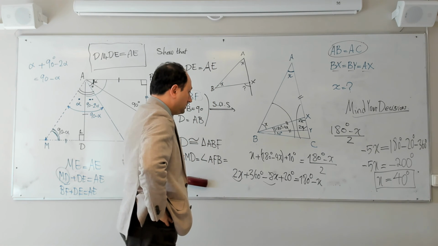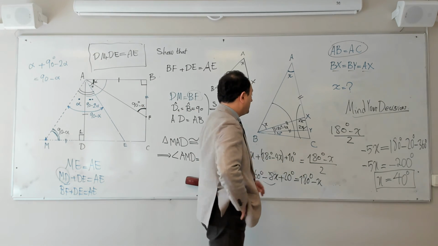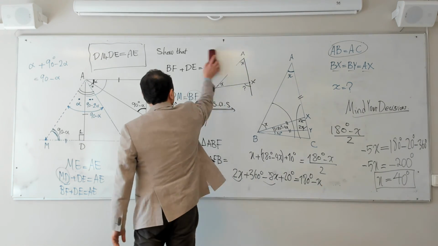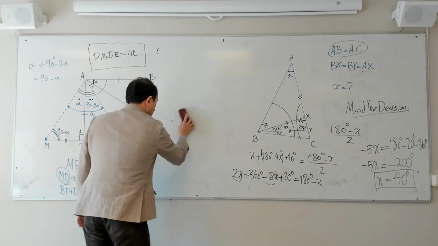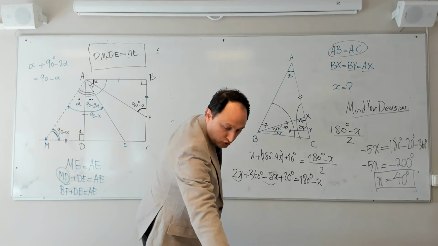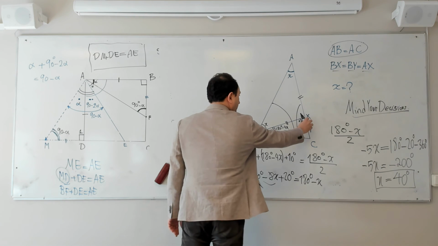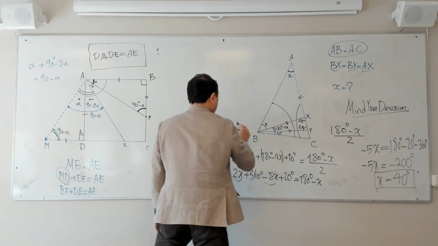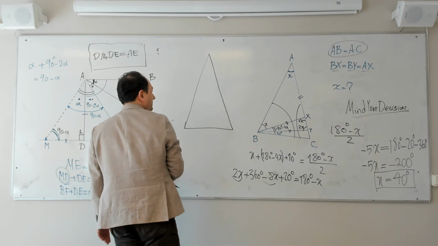Just one question. How did you get 180 degrees minus x divided by 2? Yes, let me explain this again. So let me clean this. So this is the skill that you need to improve. So forget about what is inside. If you do not look at what is inside, you will get this.